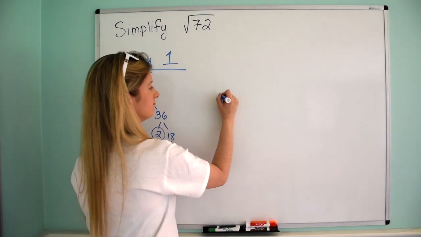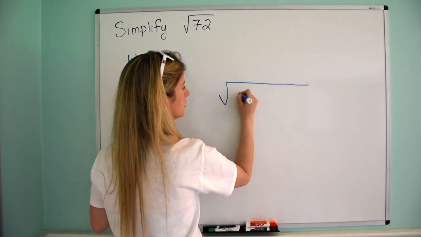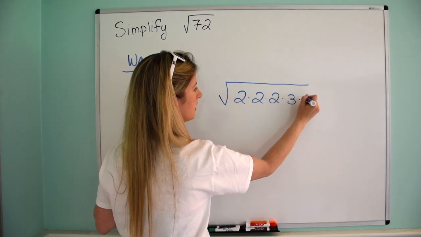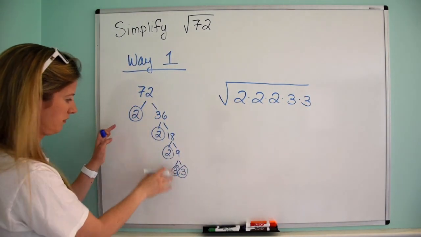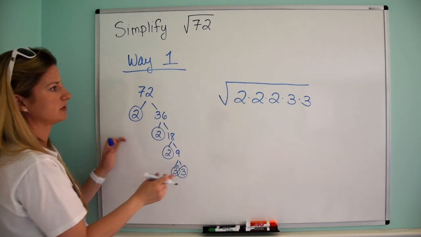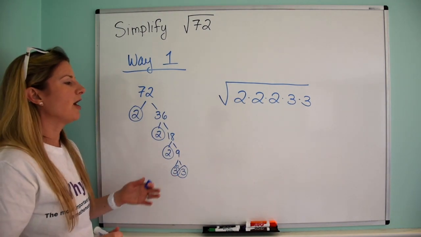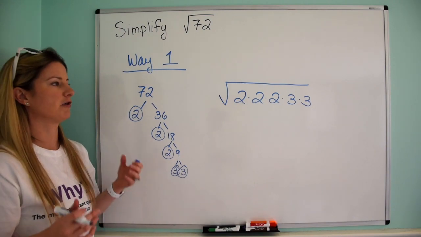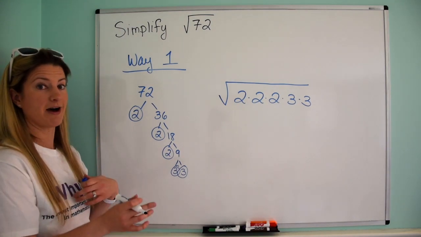So I'm just going to write that, okay? 2 times 2 times 2 times 3 times 3. Did I say a third 3? If I didn't before, it's 2 times 2 times 2 times 3 times 3. Yep. Okay, so now because we're taking the square root, that means we're looking for pairs, okay? So for every pair that I have, I cross it out and bring one outside.